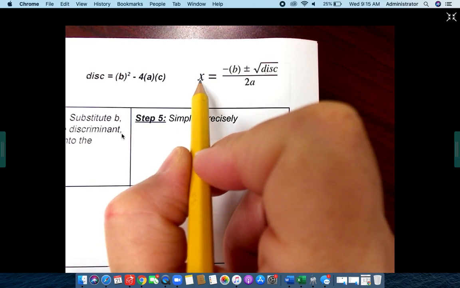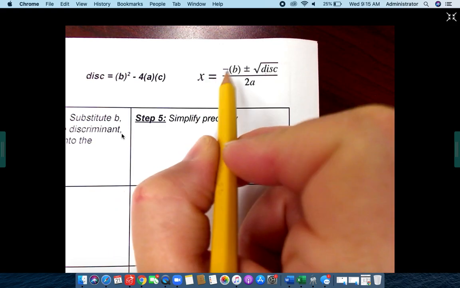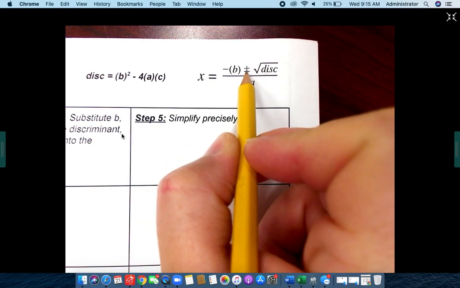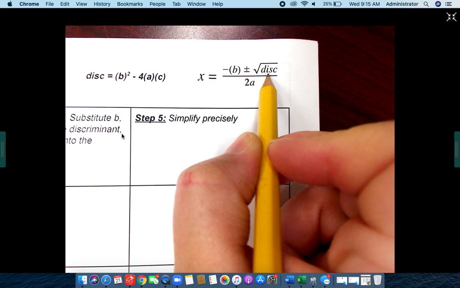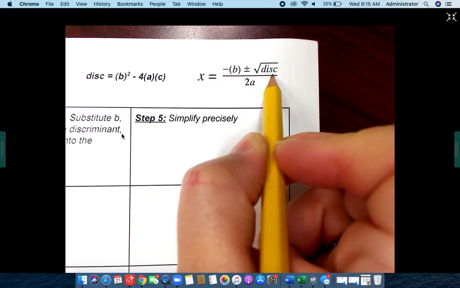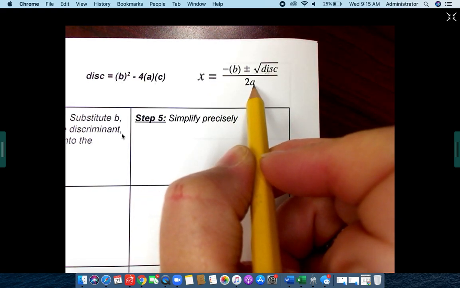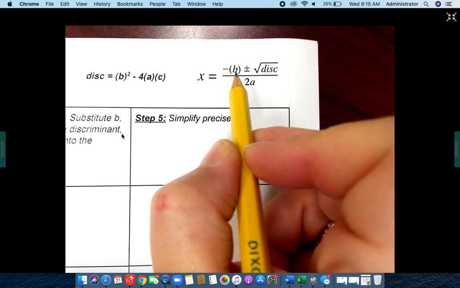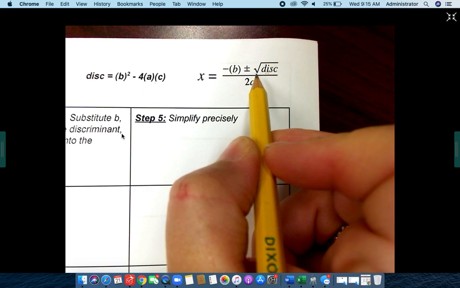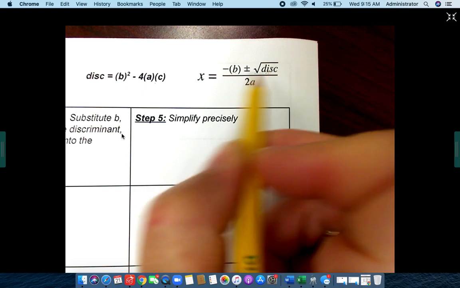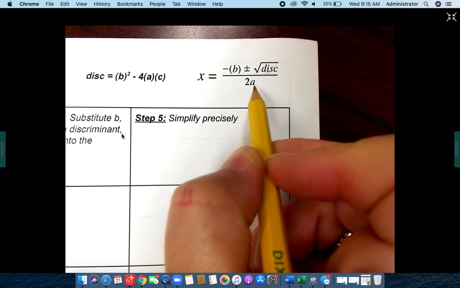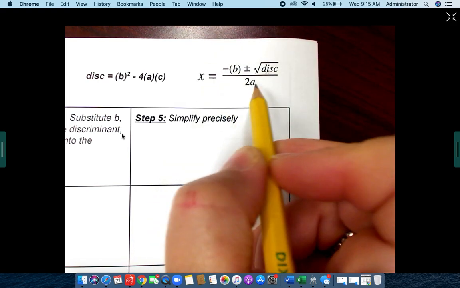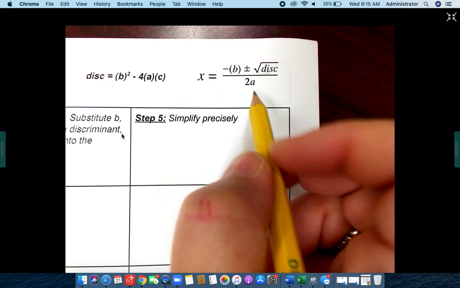X equals opposite b plus or minus the square root of the discriminant all over 2 times a. So again, x equals opposite b plus or minus the square root of the discriminant all over 2 times a. Or you can say 2a. Just remember that 2a means 2 times a.